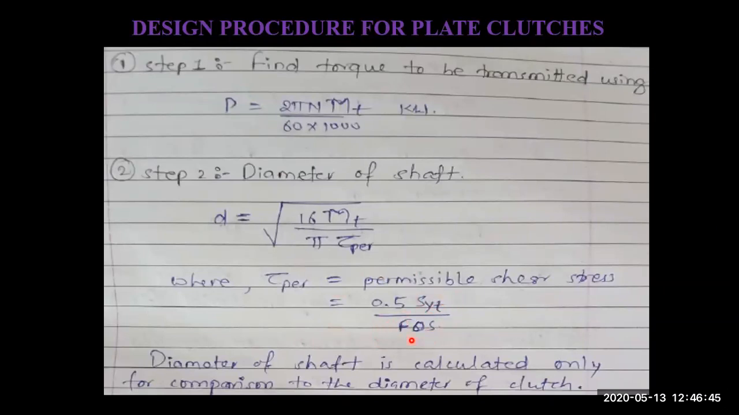So this equation is standard. We have used this multiple times in DME1. I hope you remember. So use this and get the diameter of the shaft. This diameter of shaft is the diameter of the spline shaft connecting the clutch plate, right? Connecting the clutch with the transmission shaft. So that's the diameter of shaft.